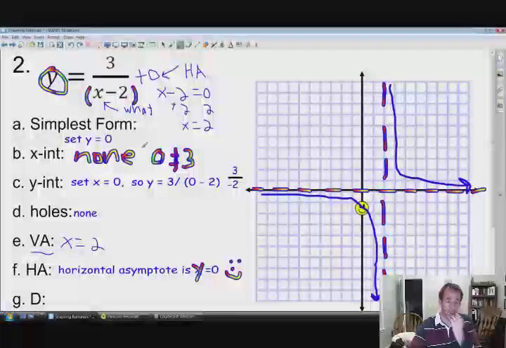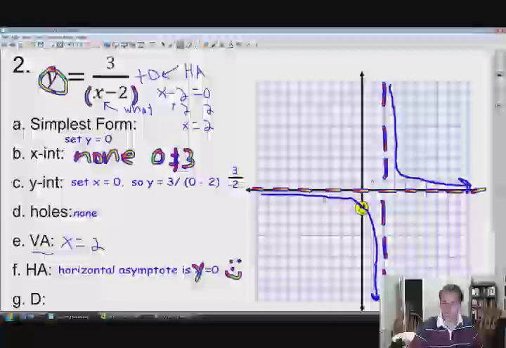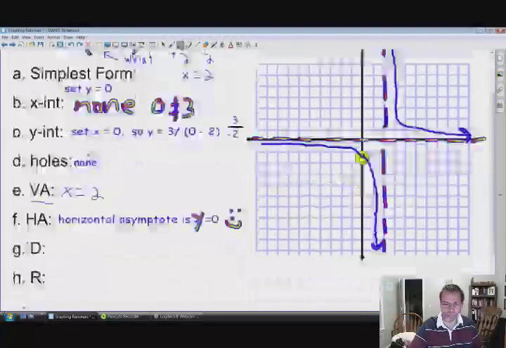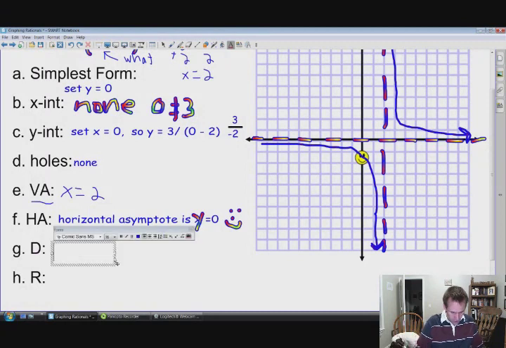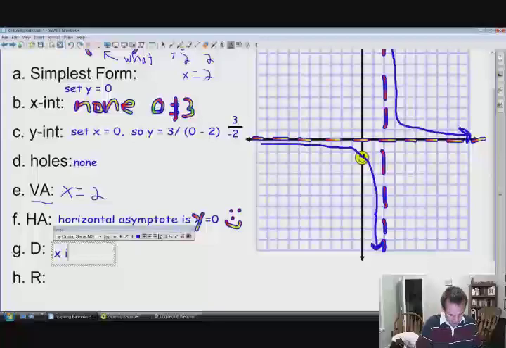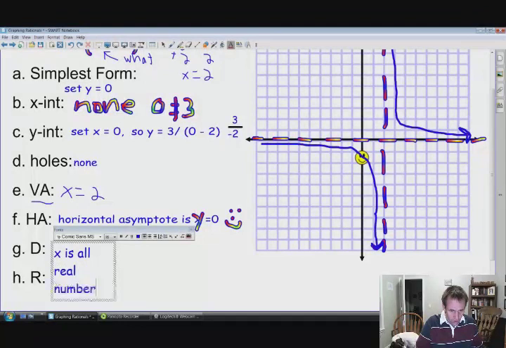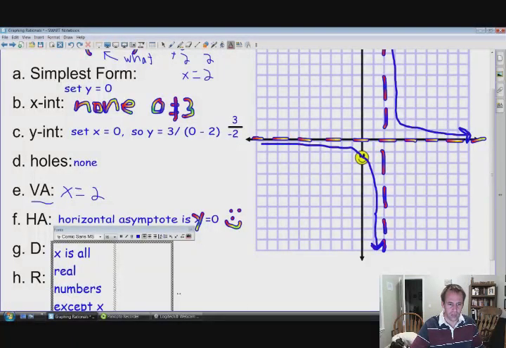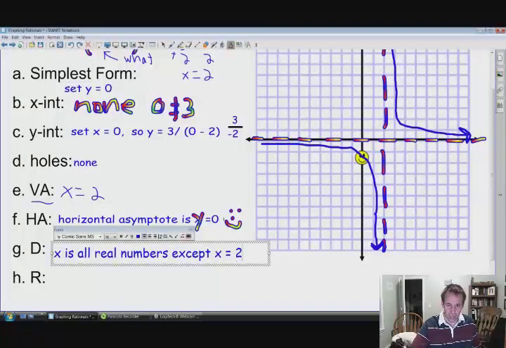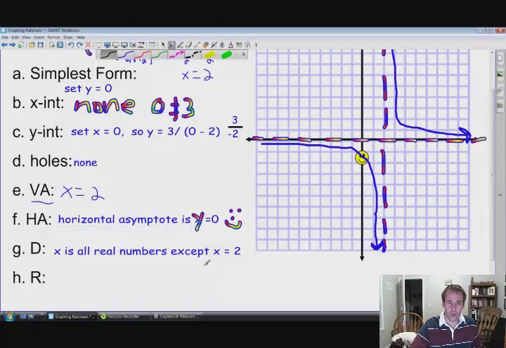And so all we've got to do now is the domain and range. The domain is x values, so at 2 is our only problem there. We're going to say x is all real numbers except x cannot equal 2, right? So we can just say that if we want to. X cannot equal 2. Let's make the equal sign a little bit bigger.